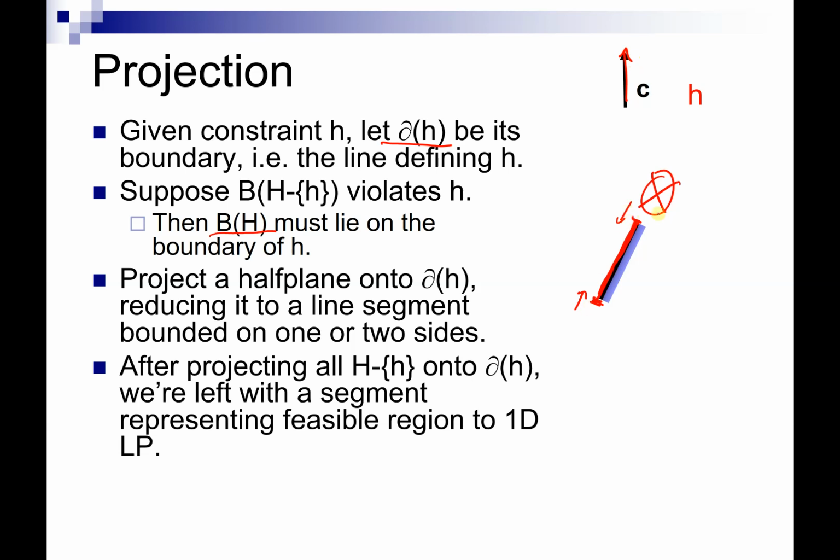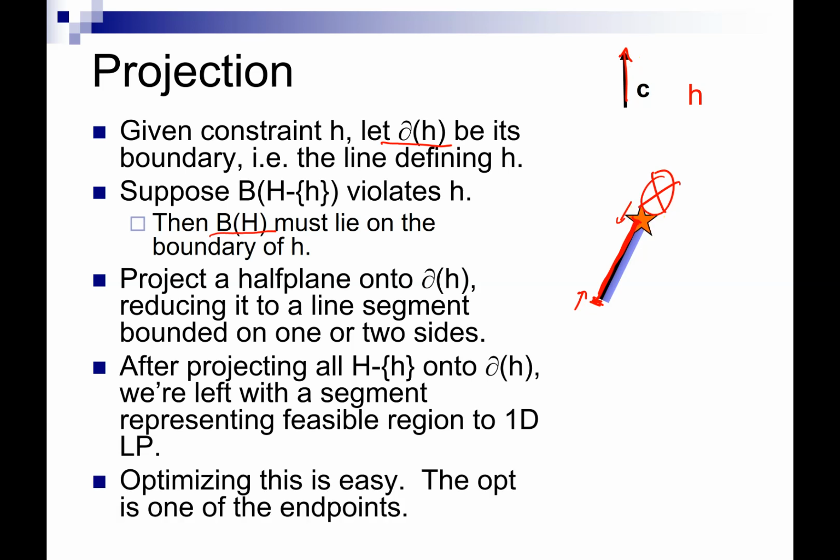in this line segment. That's another linear program, except it's just a one-dimensional linear program on this line segment. Optimizing that linear program is of course easy, because all you need to do is take one end of this, either the left end or the right end, and in this case we're going to take the right-hand side, and that's the optimum.